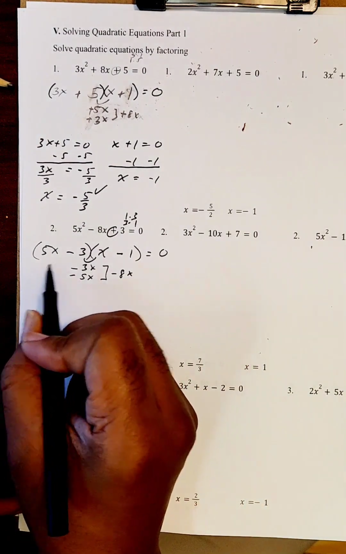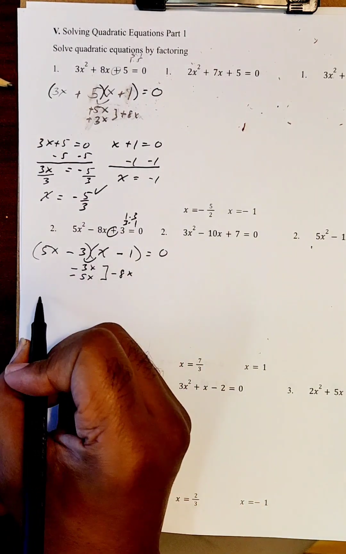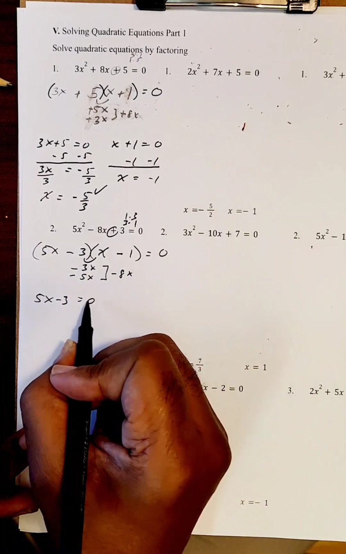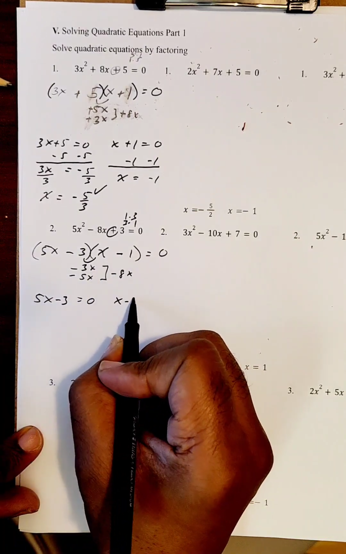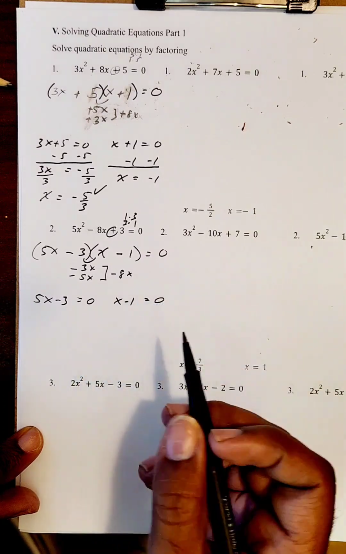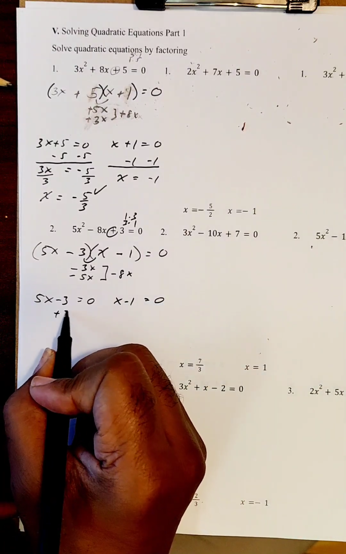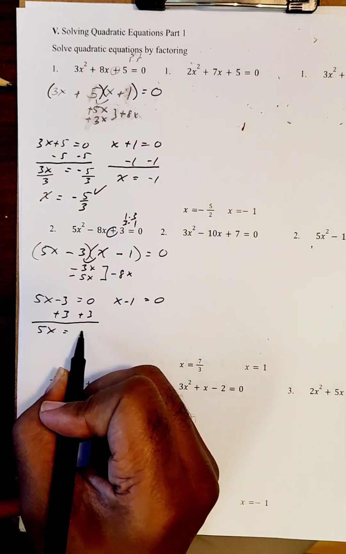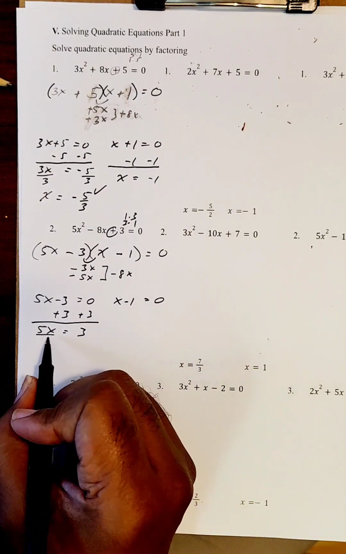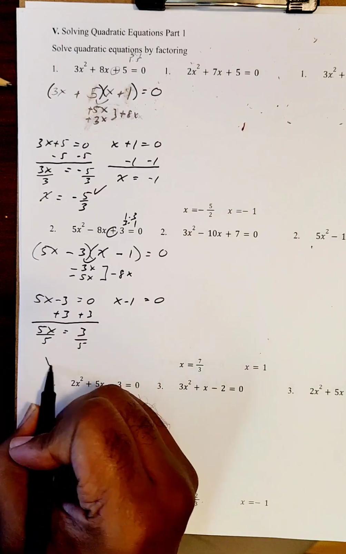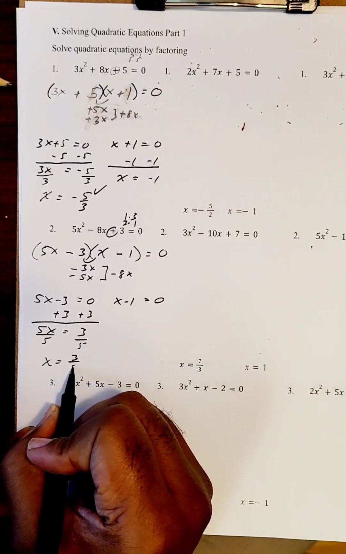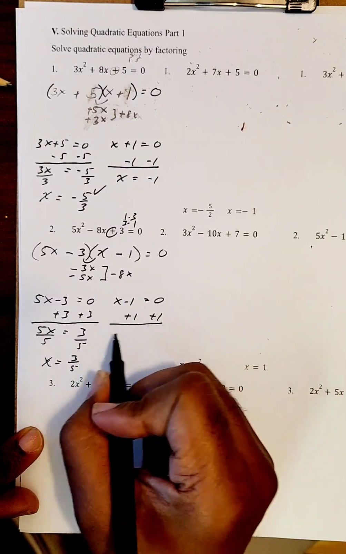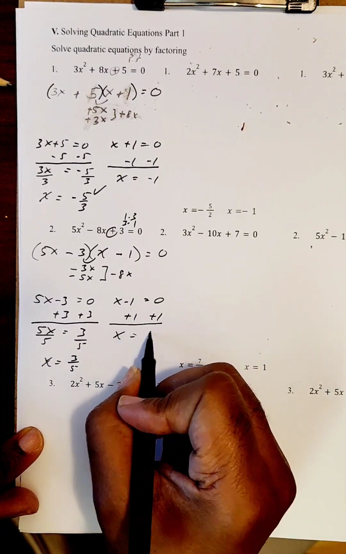Okay, so let's take this linear factor right here, 5x minus 3, set it equal to 0, and take this linear factor, x minus 1, set it equal to 0, and solve for x. So it's plus 3 on both sides here. We get 5x equals 3, and I divide both sides by 5, and I get x equals 3 over 5. Here I want to add 1 to both sides, and I'll get x equals 1.